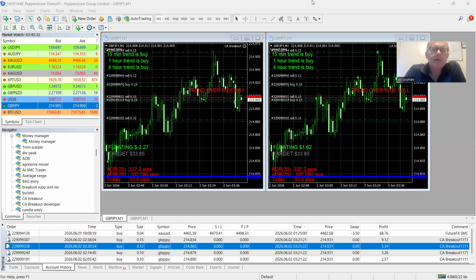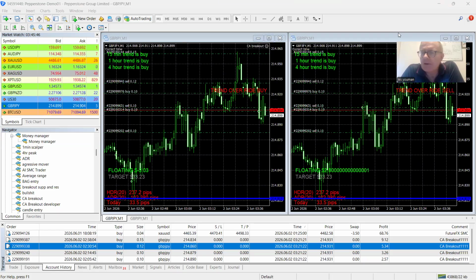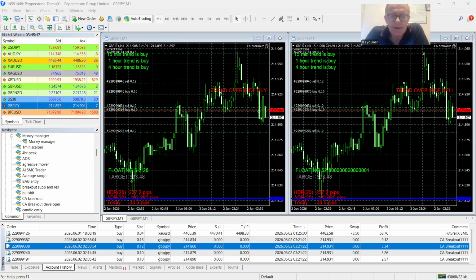Alrighty, all. I am just showing you here a strategy that you can use for CA Breakout. This is a high risk but high reward strategy. It's setting the CA Breakout EA up as a martingale strategy, and it's also hedging as well.